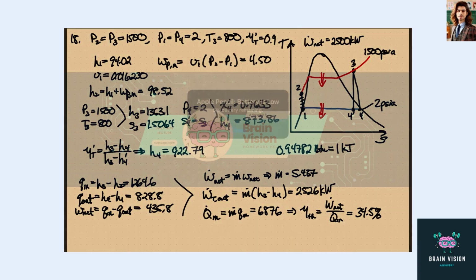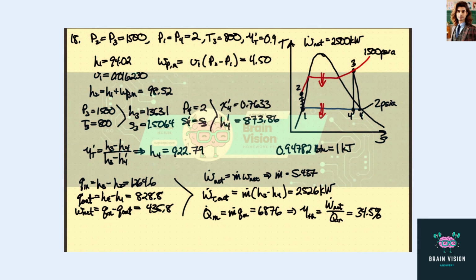Then we are asked about the power output from the turbine and the rate of heat addition. The power out from the turbine is just m dot, which we have, times the difference in enthalpy from 3 minus the enthalpy at 4, basically the enthalpy change along this process. Then I converted it to kilowatts, and that winds up being 2,526 kilowatts.